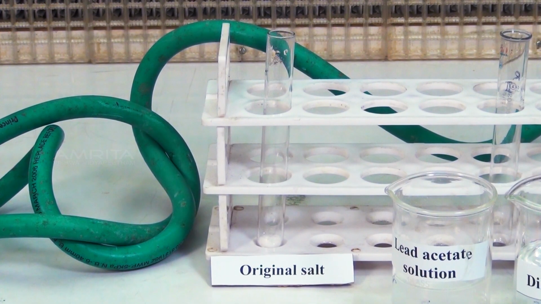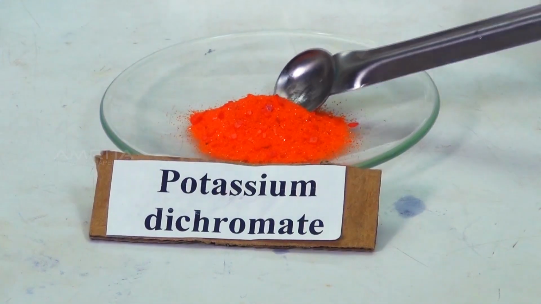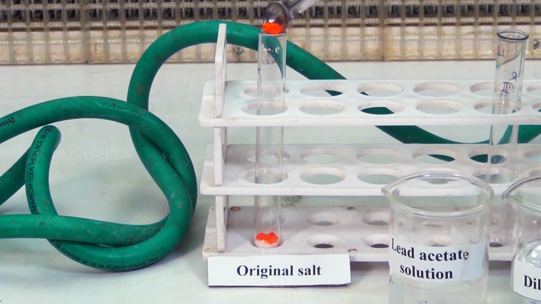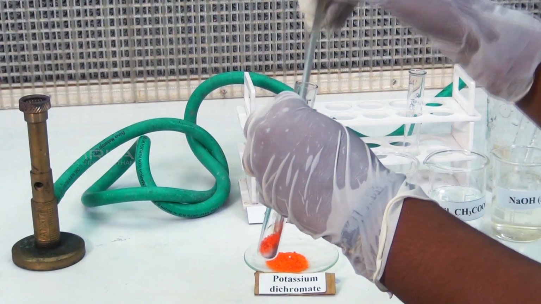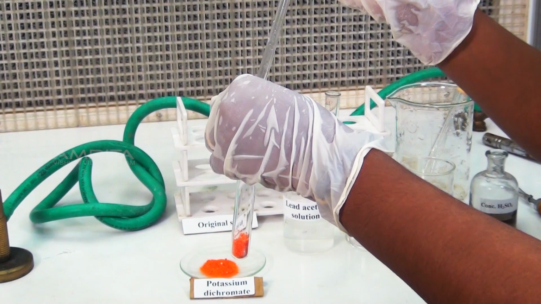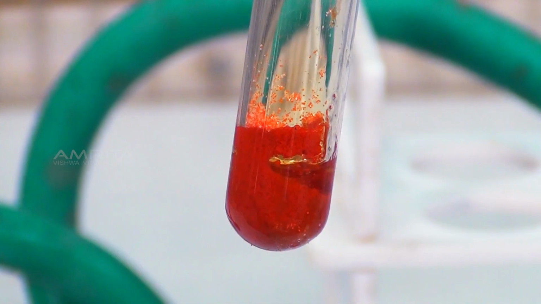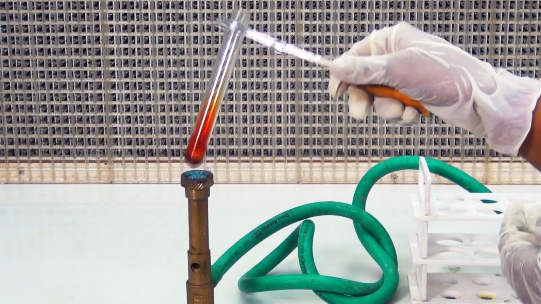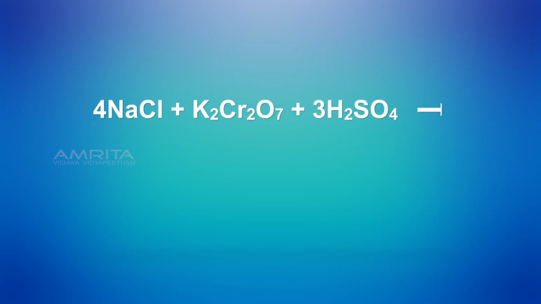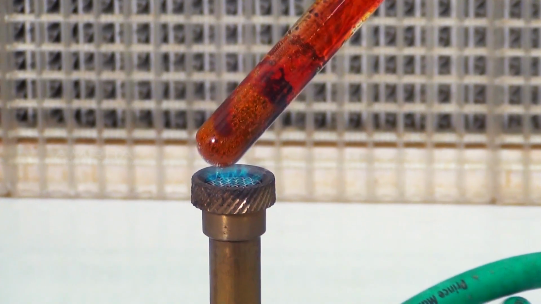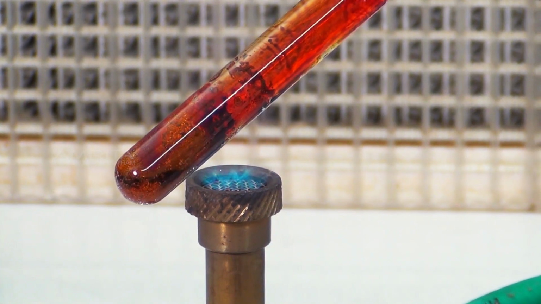Procedure: take a small quantity of the salt in the test tube. To this, add small amount of powdered potassium dichromate using the spatula. Mix the contents of the test tube with the glass rod. Now, add small volume of concentrated sulfuric acid into the mixture using a dropper. Heat the mixture over the Bunsen burner. Chloride reacts with potassium dichromate and concentrated sulfuric acid to produce red vapors of chromyl chloride.